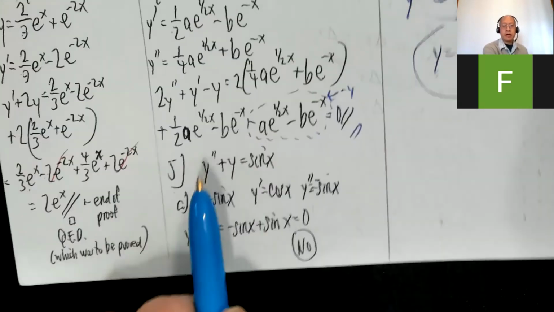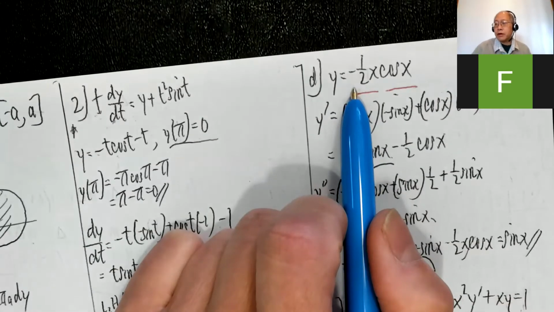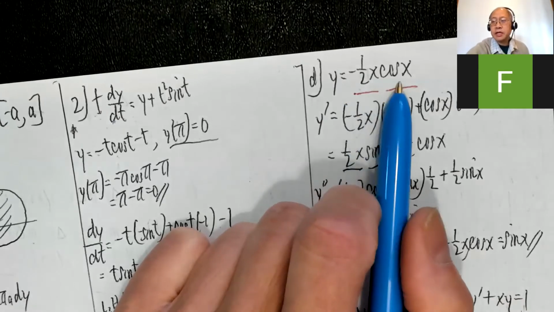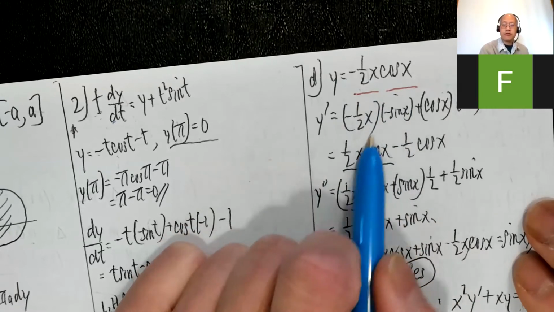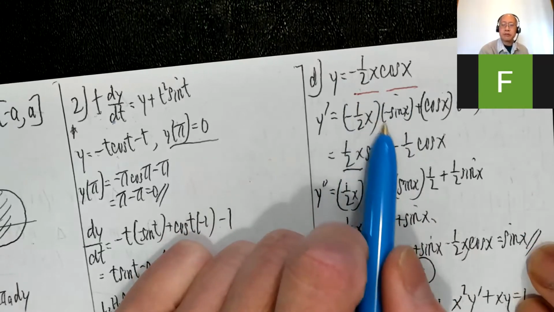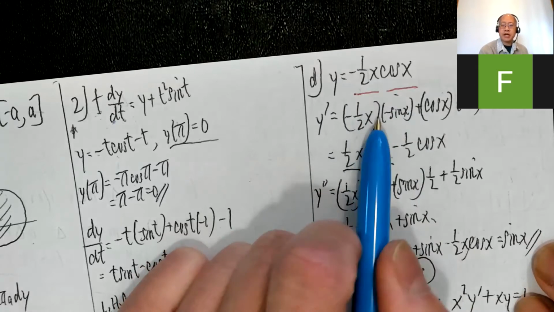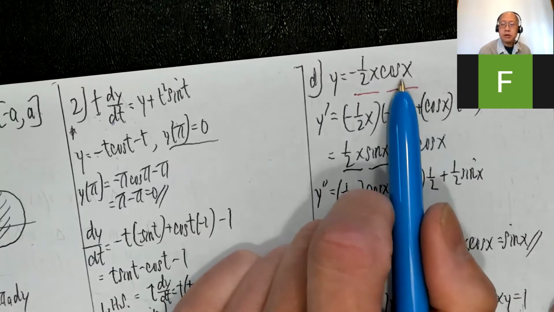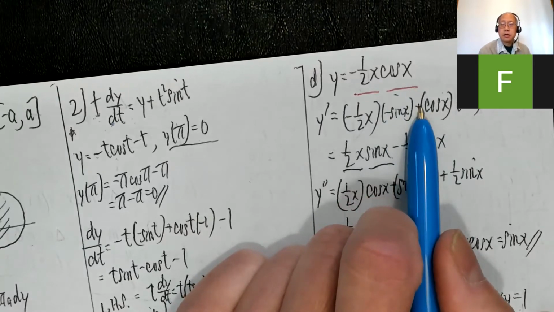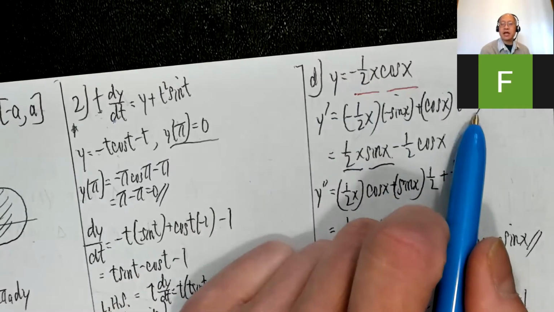Okay, so what do I need to do? I need y double prime, and then I'm plugging in here. All right, so y prime looks like a product rule, right? First function, second function. So do you recall the product rule? First function times the derivative of the second, so negative 1/2 x times derivative of the cosine is negative sine x, plus second function, cosine x, times the derivative of the first. What's the derivative of negative 1/2 x? Negative 1/2.